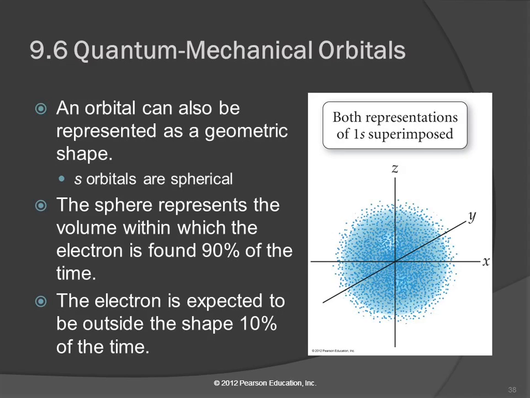And so here we have the superposition of the sphere and the dots. And we see that there's dots on the outside of that sphere. The electron could also be like right up here too.